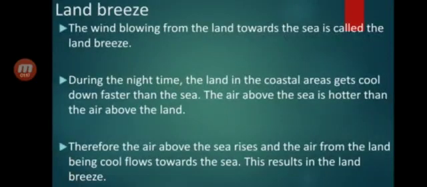Now, land breeze. The wind blowing from the land towards the sea is called the land breeze. During the night time, the land in the coastal areas gets cooled down faster than the sea. The air above the sea is hotter than the air above the land. Therefore, the air above the sea rises and the air from the land, being cool, flows towards the sea. This results in the land breeze.